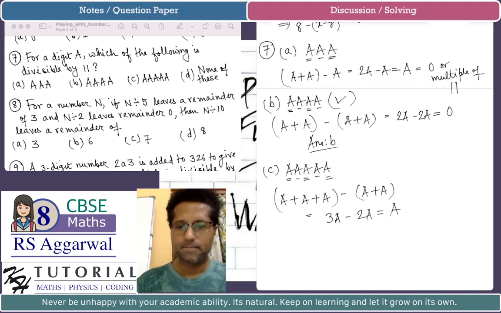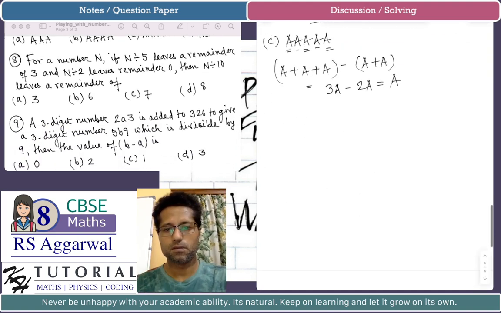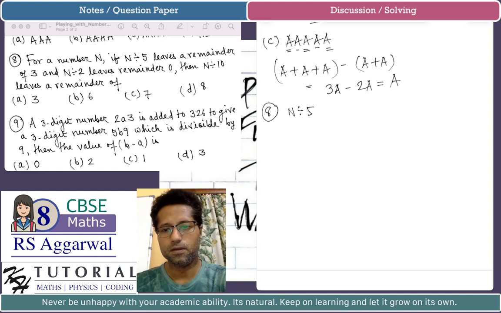Okay. Let's see problem number 8. It says for a number n, if n divided by 5 leaves the remainder 3 and n divided by 2 leaves the remainder 0, then n divided by 10 leaves the remainder of. Okay, so there is a number n and it says that n divided by 5 leaves remainder 3.